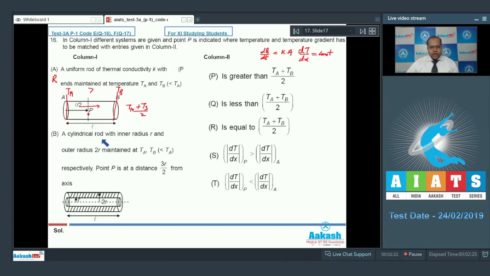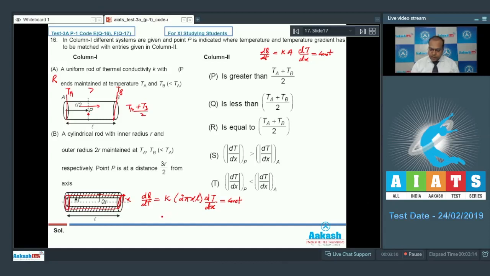In entry B, a cylindrical rod with inner radius R and outer radius 2R maintained at TA and TB respectively. Point P is at a distance 3R by 2 from the axis. So in this case, suppose I consider a section at a distance x and the length is L, this is a cylindrical section. So the rate of heat flow through this cylindrical section dQ by dt can be written as K into A, so A is 2 pi x into L, into dT by dx, and the rate of heat flow through each cylindrical section is constant.